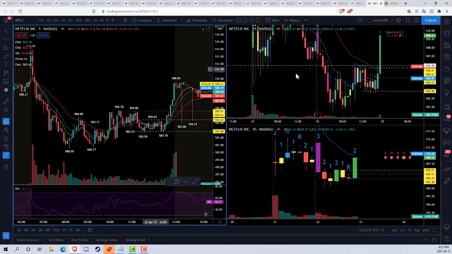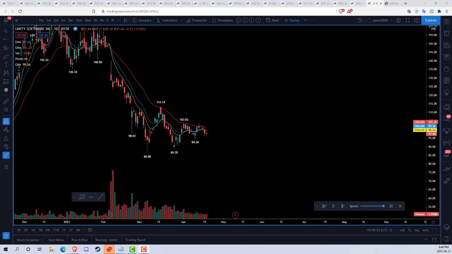Let's take a look at U. This was a trade setup from yesterday. All right, the next ticker we're going to check out is U. This is a really nice trade that happened yesterday or the day before. We're using the chart replay feature.